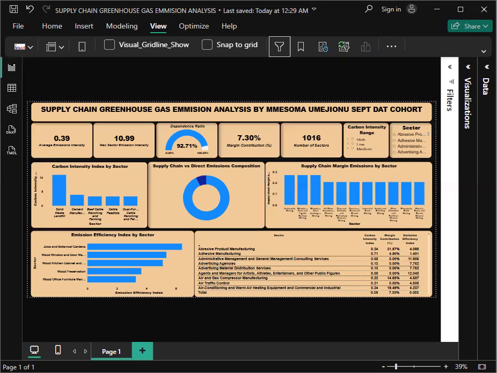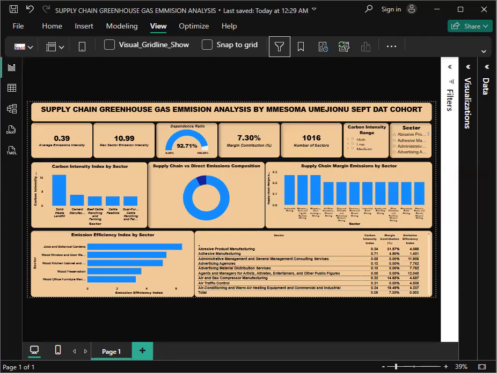All right, moving on to the supply chain margin emissions by sector, we can see that the highest margin emissions were observed in the Antarctic mining, the bituminous coal mining, and the subbituminous coal mining. And most other sectors cluster around similar margin levels. This shows that the carbon-intensive extractive industries contribute the most to marginal supply chain emissions.